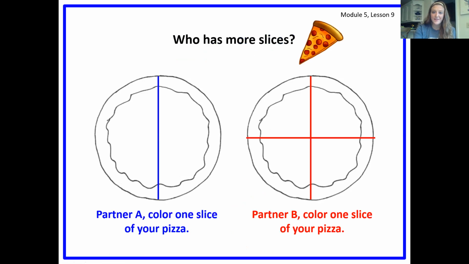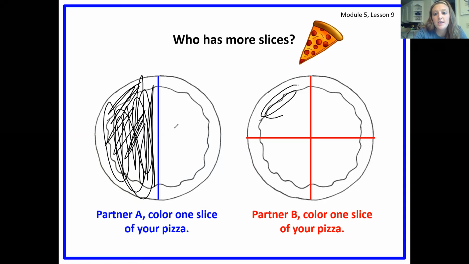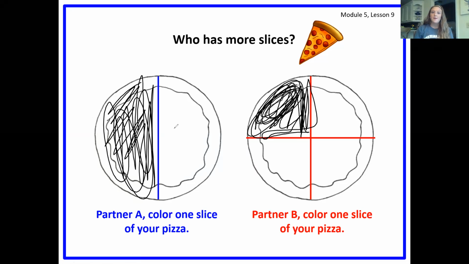Alrighty, so this is what they should look like. Partner A, on this first piece of pizza, the one that has halves, we're going to color in one slice of pizza. So right here, I would color in this whole slice, yum. And over here, I'm going to color in this whole slice, because it is one, like they told me to. Oopsies, a little crazy right there. So this is my one slice of each pizza.